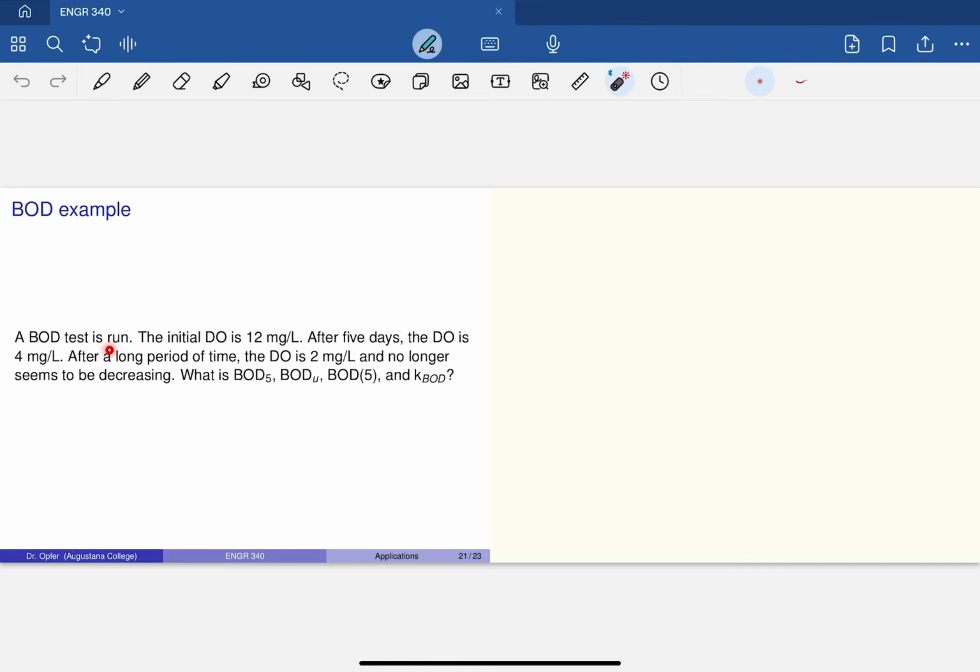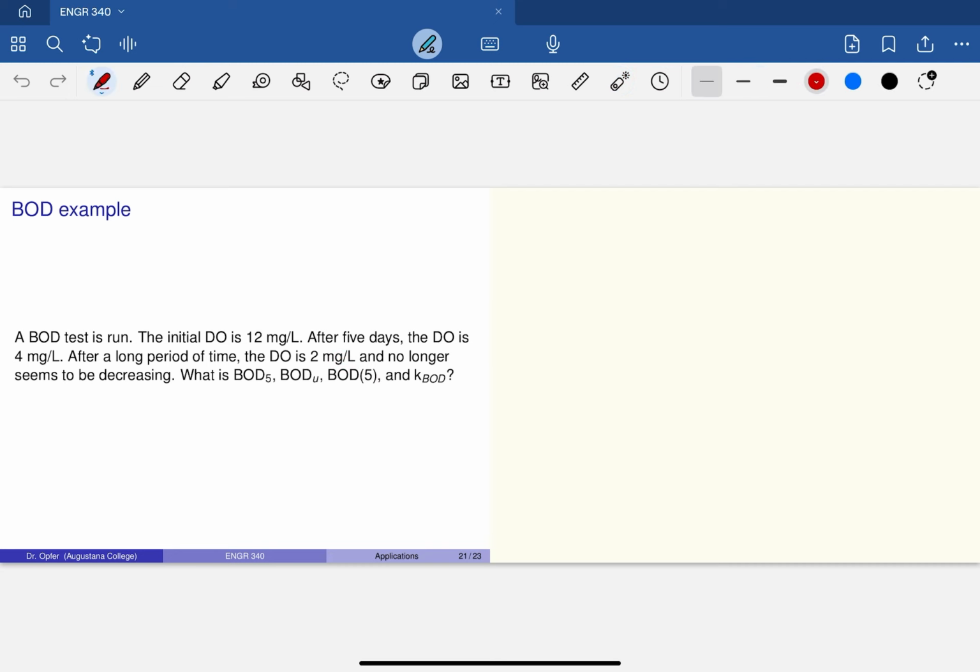A BOD test is run. The initial DO is 12 milligrams per liter. After 5 days, the dissolved oxygen is 4 milligrams per liter. After a long period of time, the DO is 2 milligrams per liter and no longer seems to be decreasing. What is BOD5, BODU, BOD of 5, and KBOD?